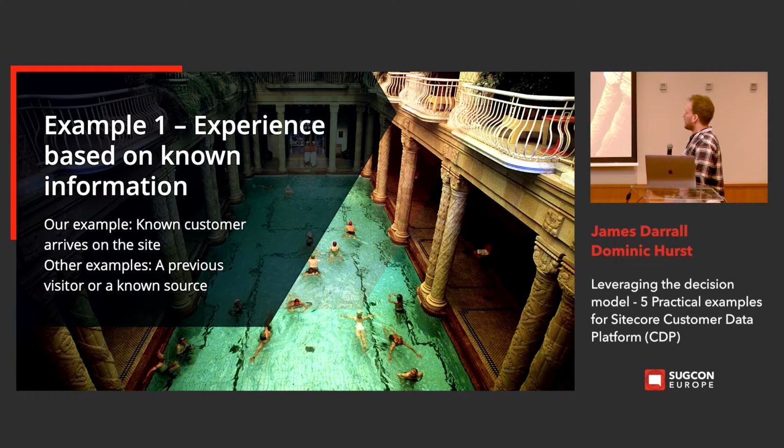Cool. So this first example is an experience based on known information. In this example, we've got a known customer arriving onto our website, and this customer then does something that identifies them to us. But that could be any other known information. They could have come in through an SSO. They could have come in through being on a different channel where you know exactly who they are, because perhaps it's email or something like that. But just a highlight of what you can do in CDP and Personalize with a customer that's already known.